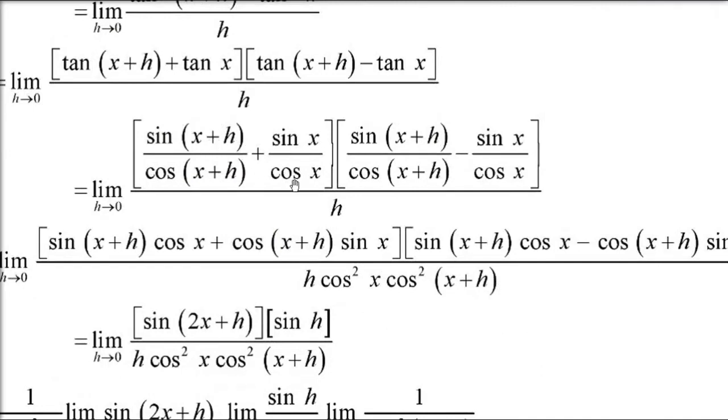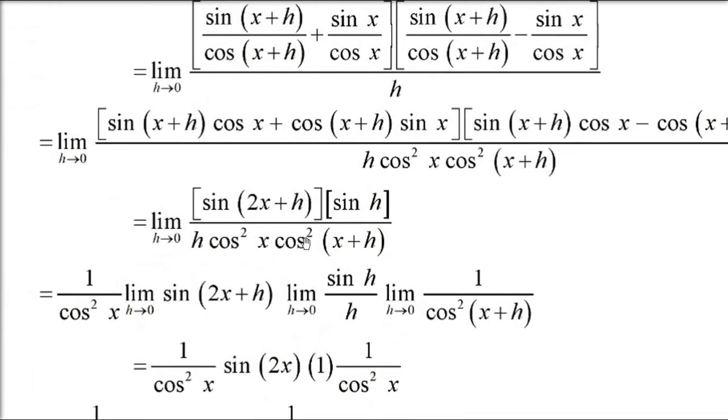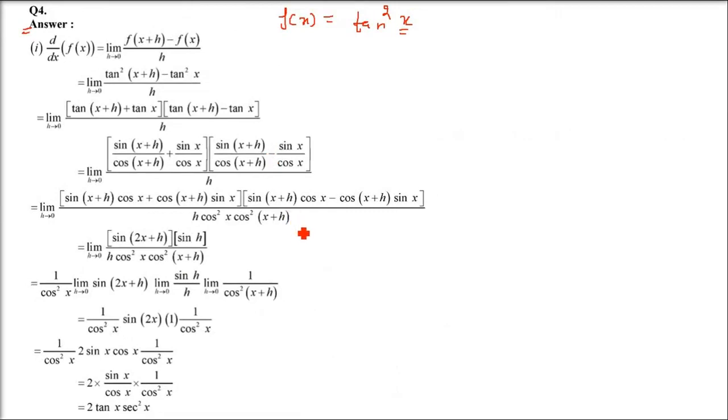So now let us take the LCM. So this is cos x sin(x+h) minus cos(x+h) sin x, and in the denominator you have cos x cos(x+h). Same thing here. There are 2 cos x, so it will be cos²x, and 2 cos(x+h), so there will be cos²(x+h). Now if you see, we have the formulas sin a cos b plus cos a sin b and sin a cos b minus cos a sin b.